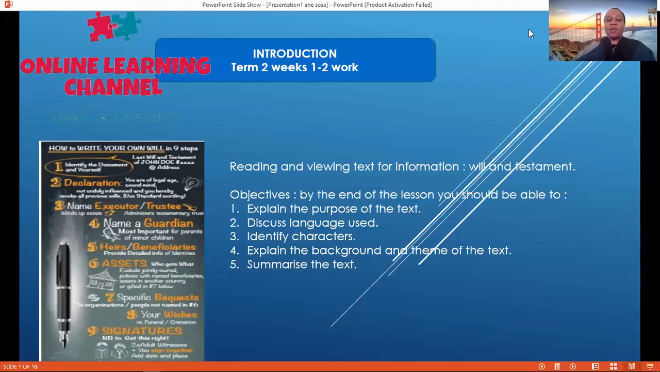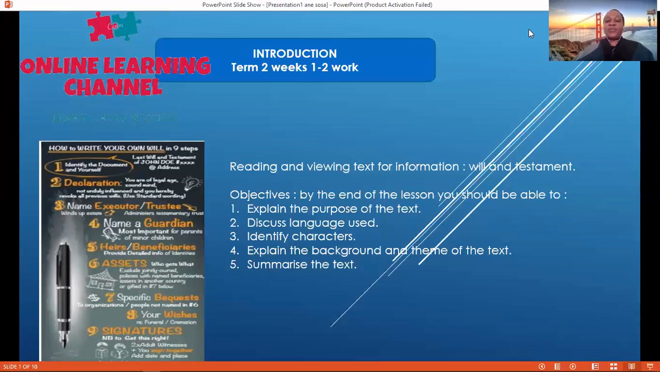However, what we are going to use as a text for our activity will not be a will. It will be a text which has more detail so that we can cover our objectives. Our objectives for this lesson are as follows. By the end of the lesson, you should be able to explain the purpose of the text.